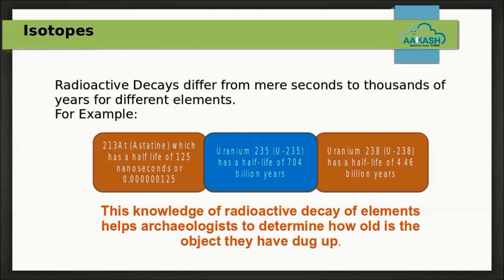In the diagram below, you can see astatine, which has a half-life of 125 nanoseconds or 0.0000125, whereas uranium 235, that is U235, has a half-life of 704 million years, whereas uranium 238, that is U238, has a half-life of 4.46 billion years. This is the time these elements take for radioactive decay.